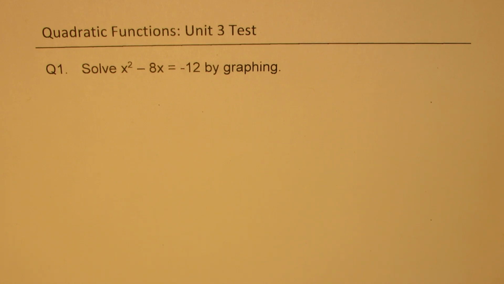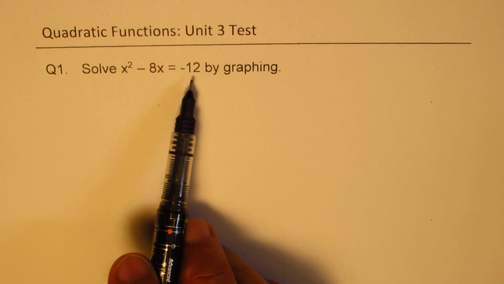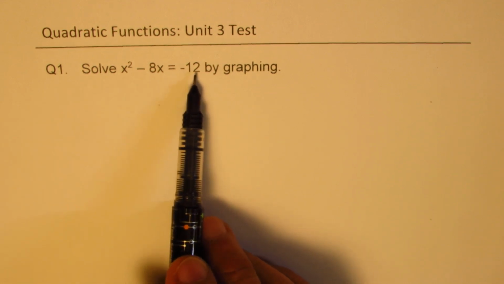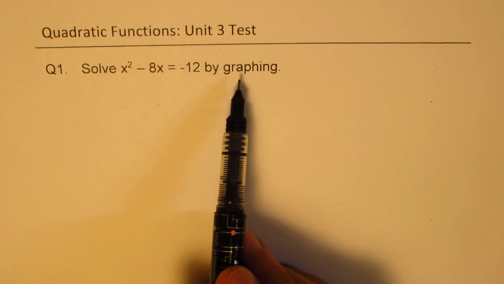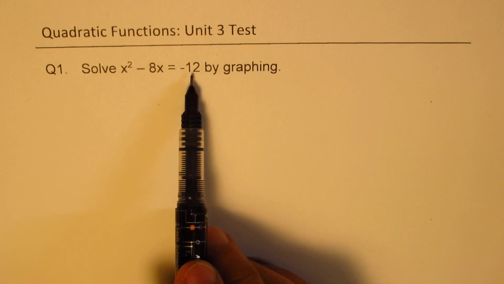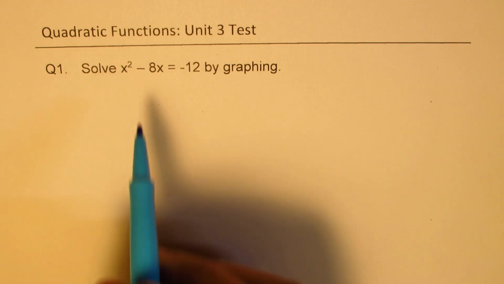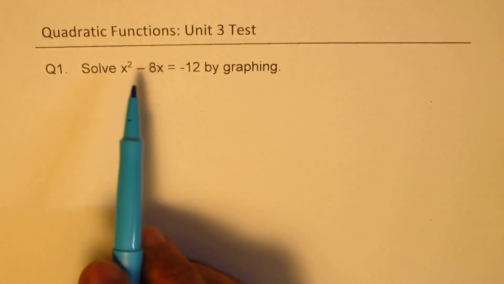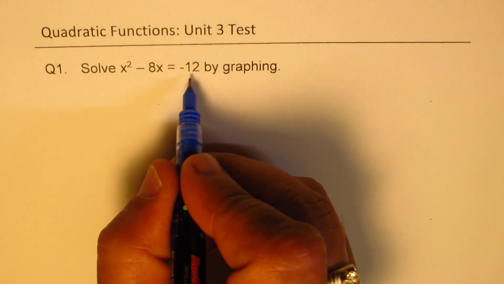So let's begin with the very first one, which is solve x square minus 8x equals to minus 12 by graphing. That means we expect an integer value as a solution. 6 times 2, 4 times 3, and 12 times 1 are the numbers which should be of our interest, right? So what we could do here is sketch 2 different functions, treating this as a combination of a quadratic and a constant function, right?